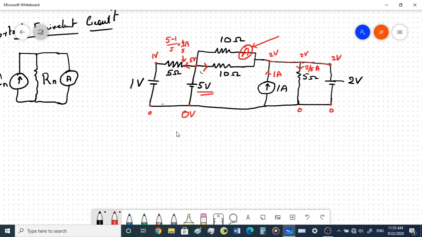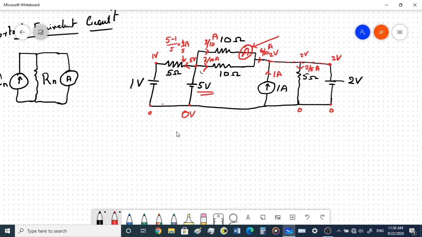So the potential difference between these 2 points is 3 volts, and the resistance in this case is 10 ohms, so you'll have 3 by 10 amperes in this case, also 3 by 10 amperes in this case, and so you have 3 by 10 plus 3 by 10 coming towards this direction, so that makes it 6 by 10 amperes in this branch.